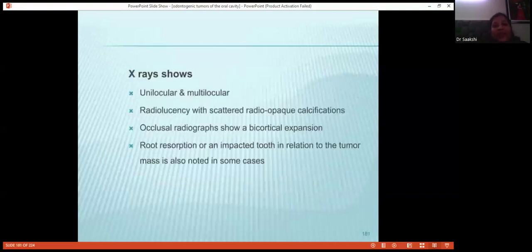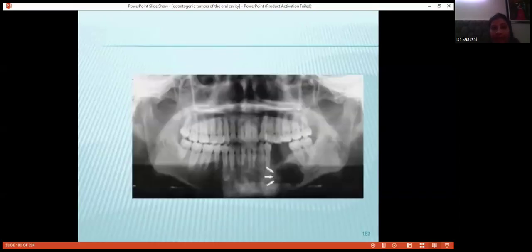Now, radiographically, it is unilocular and multilocular both. It shows radiolucency with scattered radiopaque calcifications. Now, occlusal radiograph में आपको क्या दिखता है? You will see the bicortical expansion. That means expansion on the two sides, either buccal or lingual or mesiodistal. Now, root resorption or an impacted tooth in relation to the tumor mass is also noted in some cases. Now, as you can see, आप देख रहे हो यहाँ पे ये पूरा एक radiolucent area form कर रहा है.